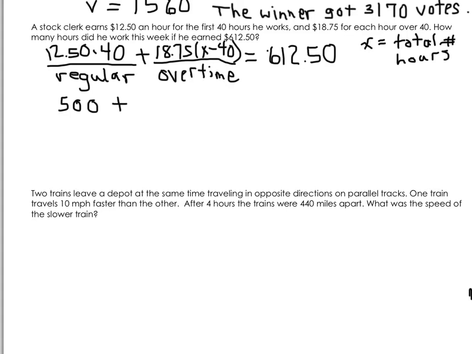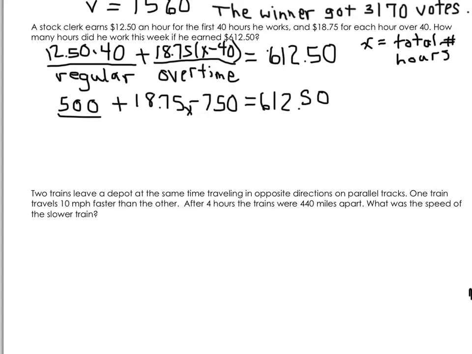Now we need to eliminate the parentheses. So we take our 18.75 times x minus our 18.75 times 40. So that's going to give us 7, oh wait a minute, we need an x in there. And then we'll have 750 equals 612.50.